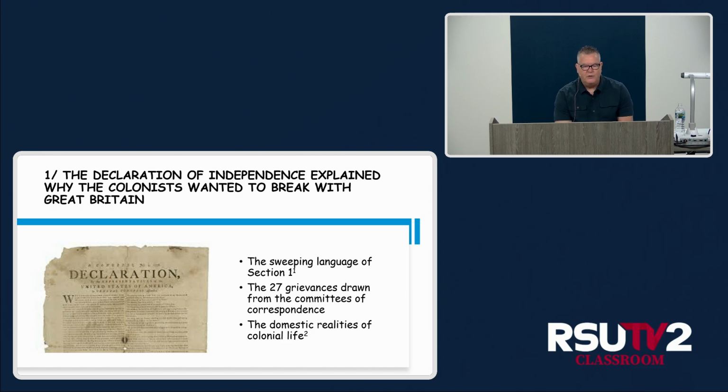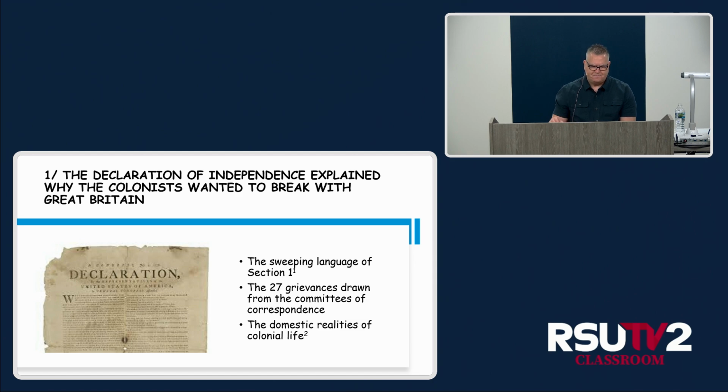"And we hold these truths to be self-evident, that all men are created equal, and they are endowed by their Creator with certain inalienable rights, among them are life, liberty, and the pursuit of happiness, that to secure these rights governments are instituted among men, deriving their just powers from the consent of the governed."